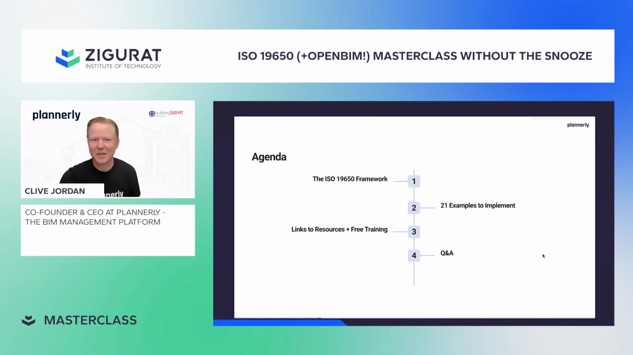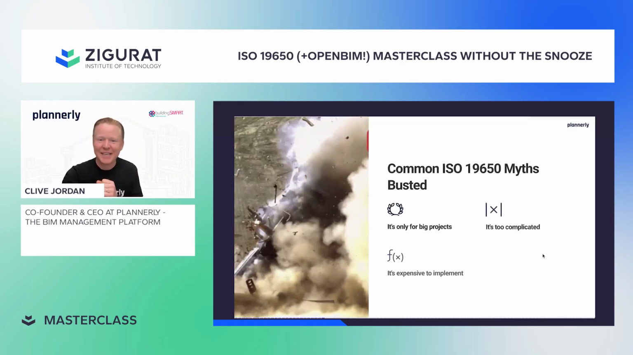Wow. Okay, so that's not even the set of slides. We're going to look at the ISO 19650 framework. We're then going to dig into 21 examples of how to implement and how to automate that. And then we've got a bunch of resources and some free training and hopefully some time for Q&A as well. Let's see how we get on.